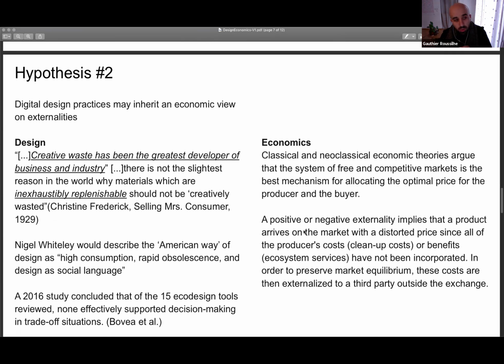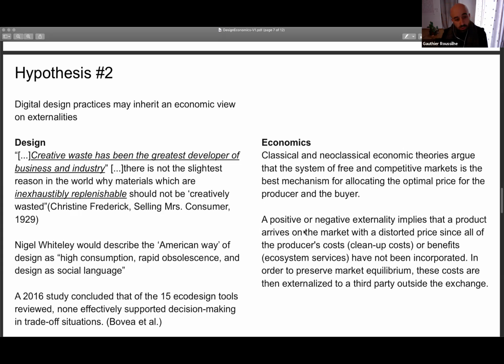I also really liked this quote from her saying that creative waste has been the greatest developer of business and industry. There is not the slightest reason in the world why materials which are inexhaustibly replenishable should not be creatively wasted. Which is quite interesting, because you will find here again the assumption that resources are limited and free, and so we can waste them, which is also a good point to look at the way we are producing waste. We are producing waste because we assume that there are resources to create new products on and on.